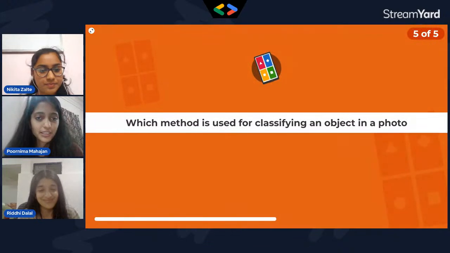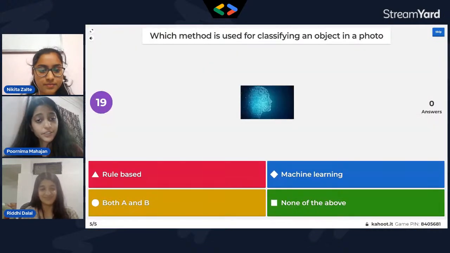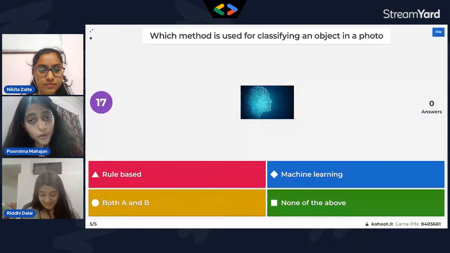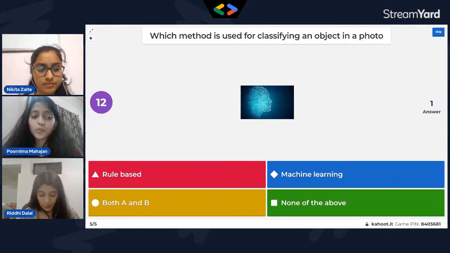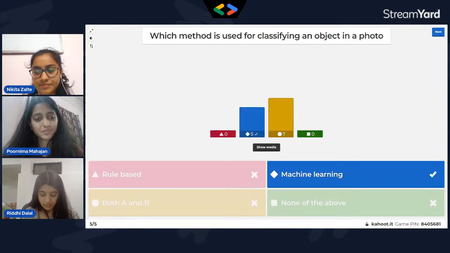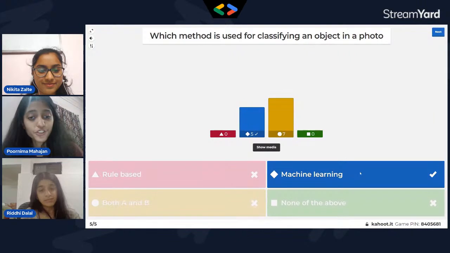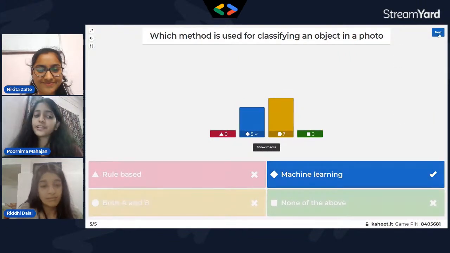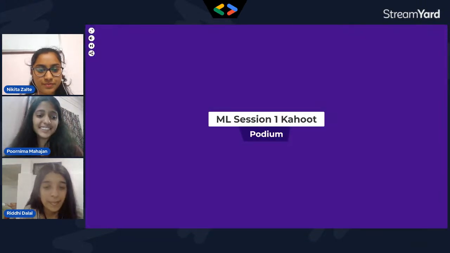Last question for this Kahoot. Which method is used for classifying an object in a photo? Rule-based, machine learning, both A and B, or none of the above? Again, an easy one. Yes, the correct answer for this is machine learning. Now we can see our podium, okay?